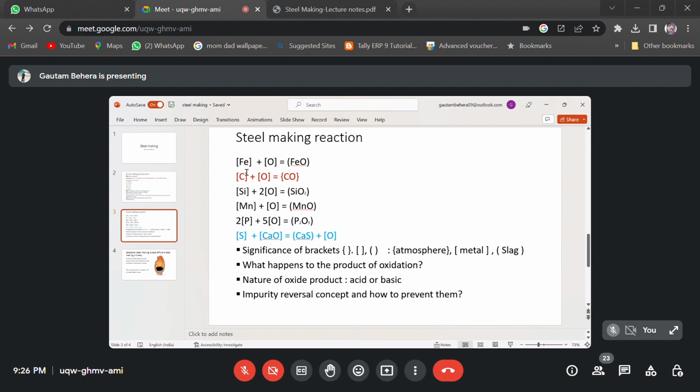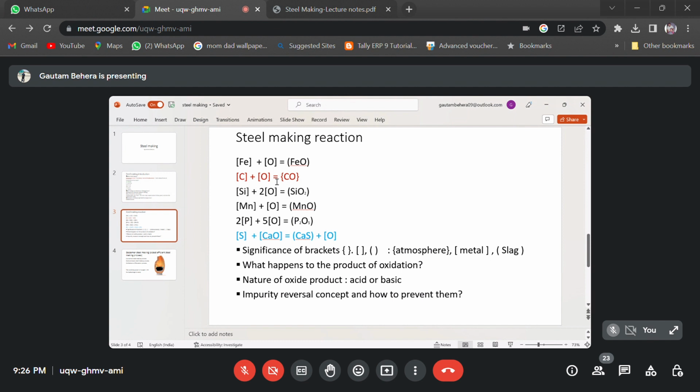So square bracket means that particular element is in hot metal or in metallic phase, simply. You have to remember, if you are giving a square bracket, that means that particular element is in the hot metal or metallic phase, right? And here oxygen is also in hot metal. Here these elements are all in metallic phase.